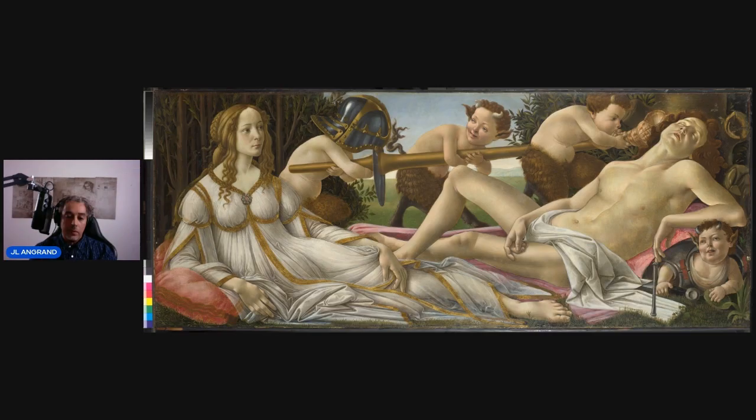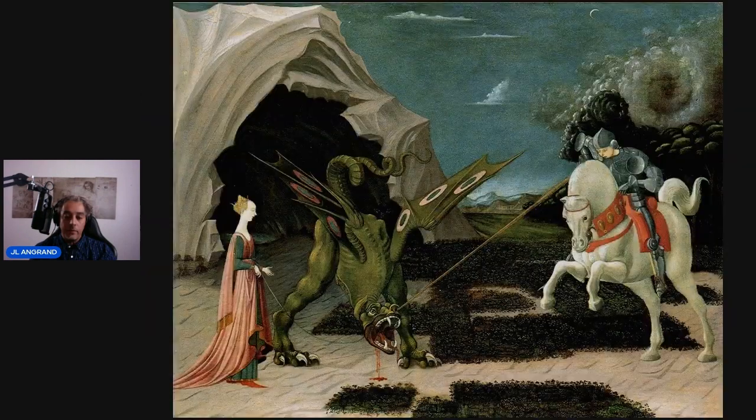And here you see one of the satyrs who wears the helmet of Mars, the god Mars, yes. But it is also St. George's helmet. And you notice that he is holding a lance. It is the knight's lance, isn't it? Here, it's the knight's lance, okay?